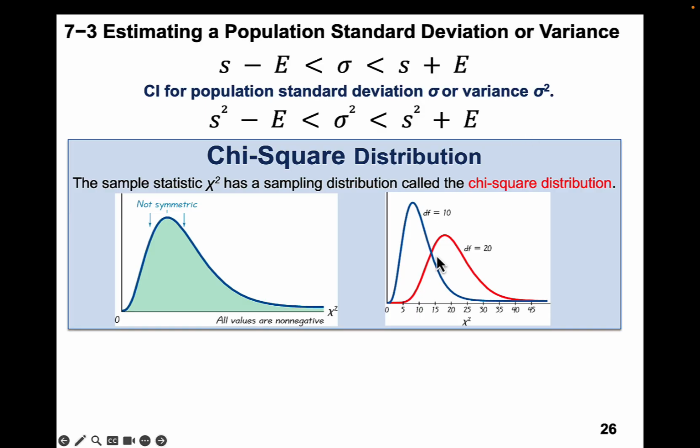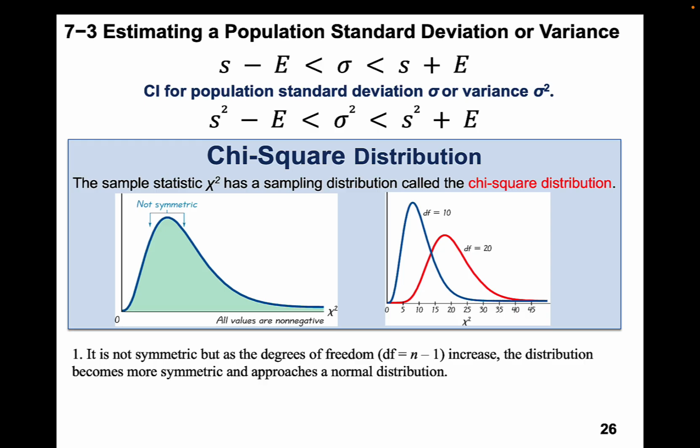So if you sample 11, then your DF or degree of freedom is 10, and the distribution is going to look something like the blue one. If your sample size increases, let's say you're at lowercase n equals 21, then your degree of freedom is 1 less than that, which would be 20, and your distribution will look more like the red one. So it adjusts based on the degree of freedom.